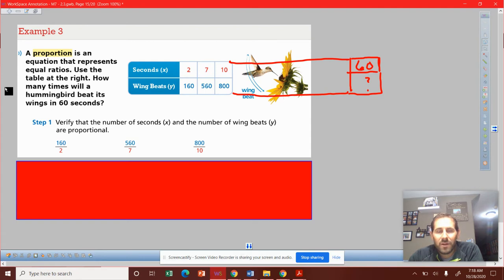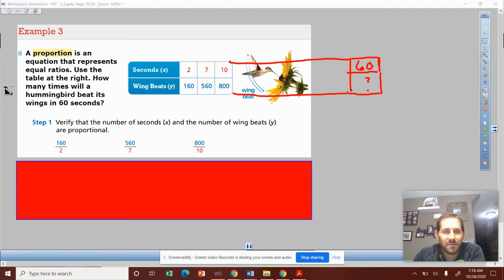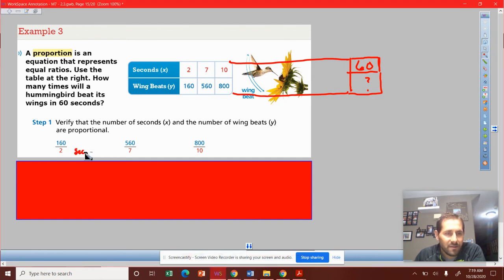It really doesn't matter how you did this, but in this case, they did seconds as the denominator and the wing beats as the numerator. So they're doing wing beats divided by seconds. When you do this, 160 divided by 2 is 80. 560 divided by 7 is 80. And then 800 divided by 10 is 80.